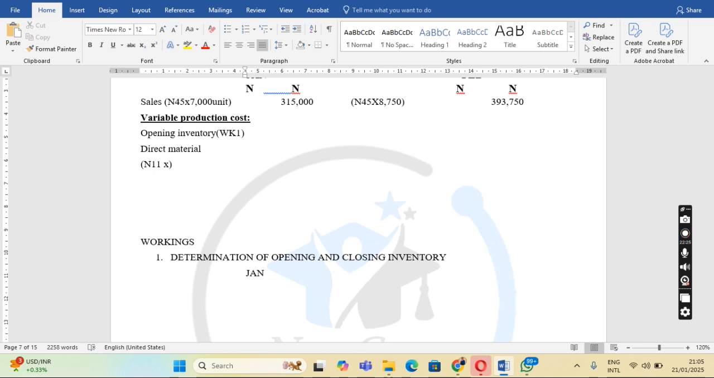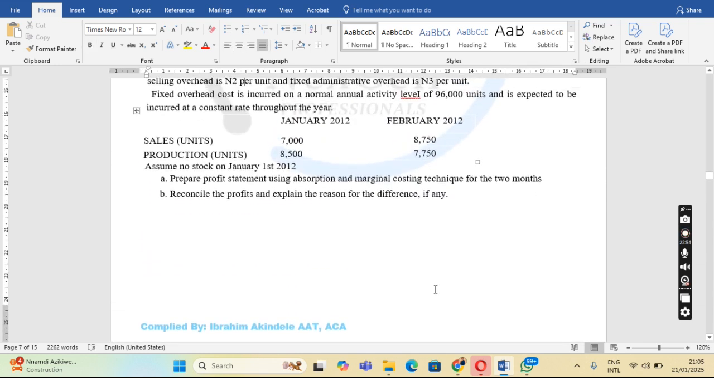Now, in this case, class, the question says that there was no opening stock. Is that not so? So you can just write opening inventory or stock, right? So it will be in units. It is not given, you put nil, right?